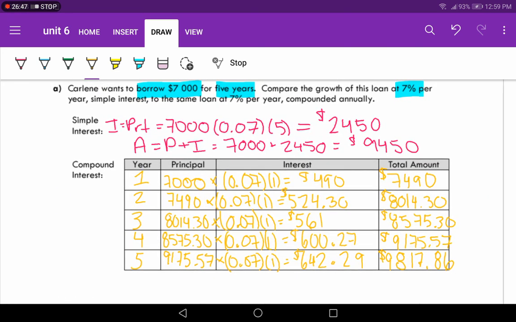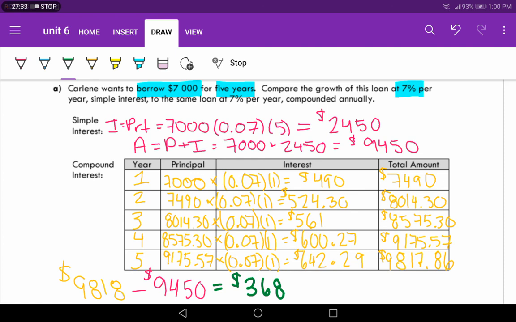So, comparing that with simple interest, right? So for our compound interest at the end of our 5 years, we owe, I'm just going to round here, $9,818, okay? But if we were in simple interest, we would only have to pay back $9,450. So that means the difference there is $368.